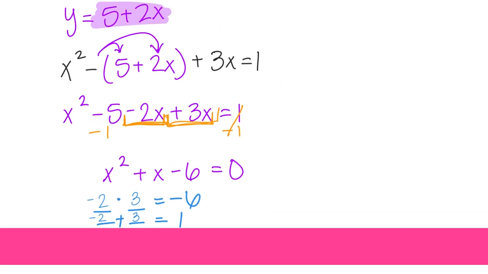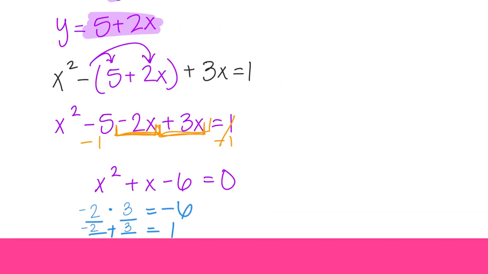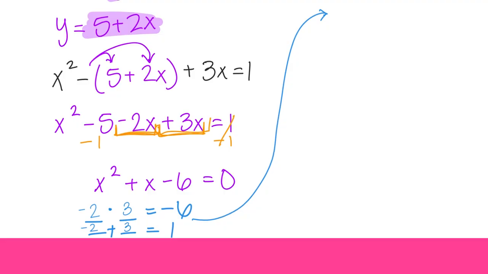So I'm going to write that over here. What do I have now? Open parentheses, x minus 2 and x plus 3 equals 0. So now I'm just going to solve for my x's. This one's pretty easy. X is going to equal positive 2. X is going to equal negative 3. Put the negative sign there.